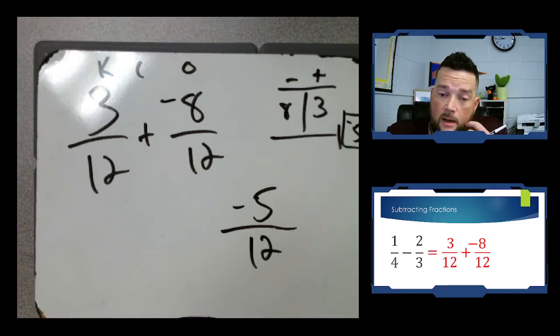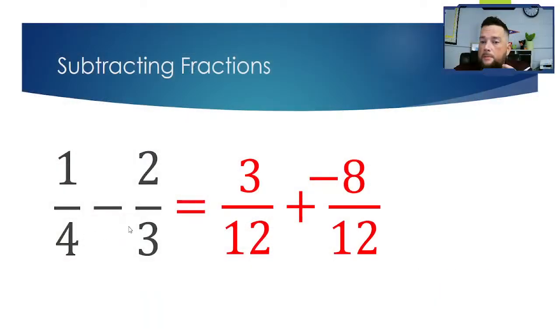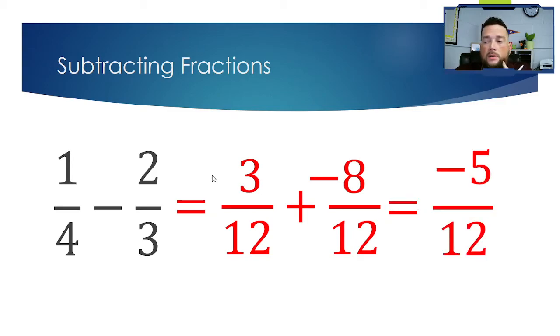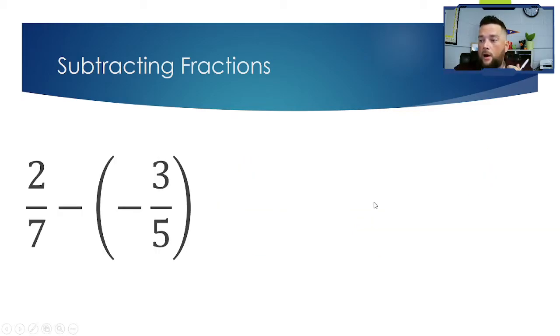All right, so let's back up a step here. We had 3 minus 8. We did keep change opposite, which changed that to plus negative 8, all right? And then we just simply added up our numerators, all right? 3 plus negative 8 is negative 5, and we kept our same denominator, all right? Okay, let's move on to this one.